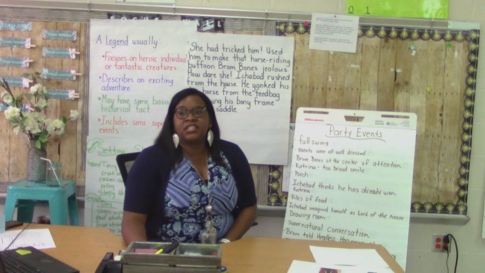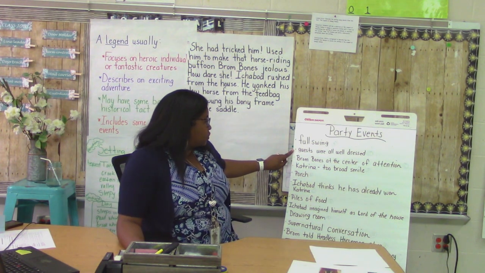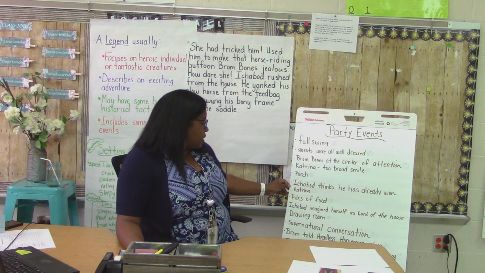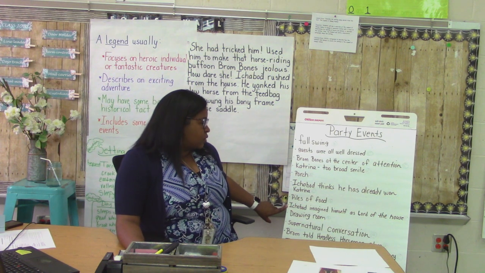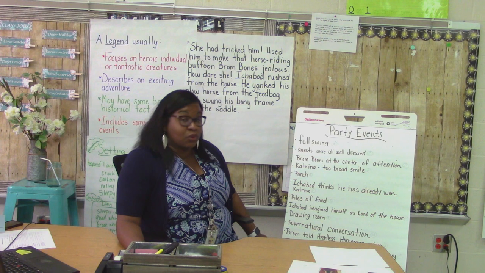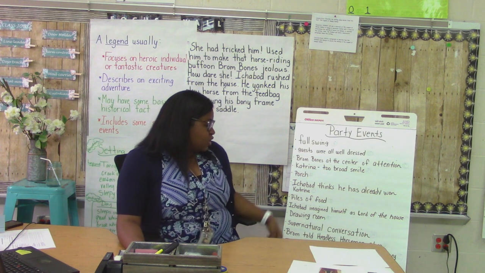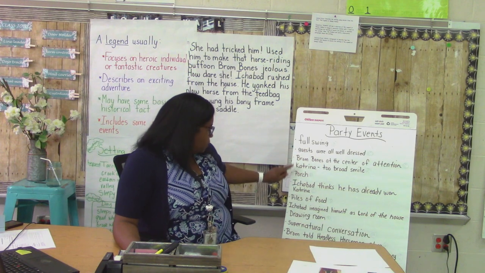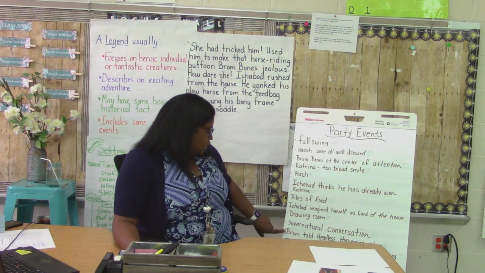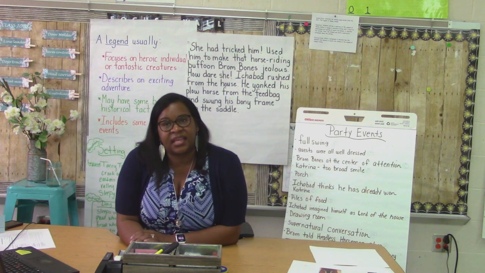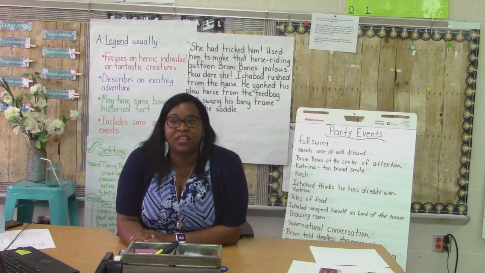And for characters, here are some details we felt were more important from the party. Guests were all dressed, Brum Bones at the center of attention, Katrina, too broad smile, Ichabod thinks he has already won Katrina, Ichabod imagined himself as the lord of the house, and Ichabod does not want to hear the story, the talk of hoofbeats scared Ichabod, Ichabod told Katrina how he feels, and now he's upset, and Katrina used Ichabod to make Brum jealous. And for the event that occurred at the party, we wrote, supernatural conversation and Brum told headless horseman story. Now, think about how all the details about the setting, characters, and smaller events within the party work together to make it interesting to read.